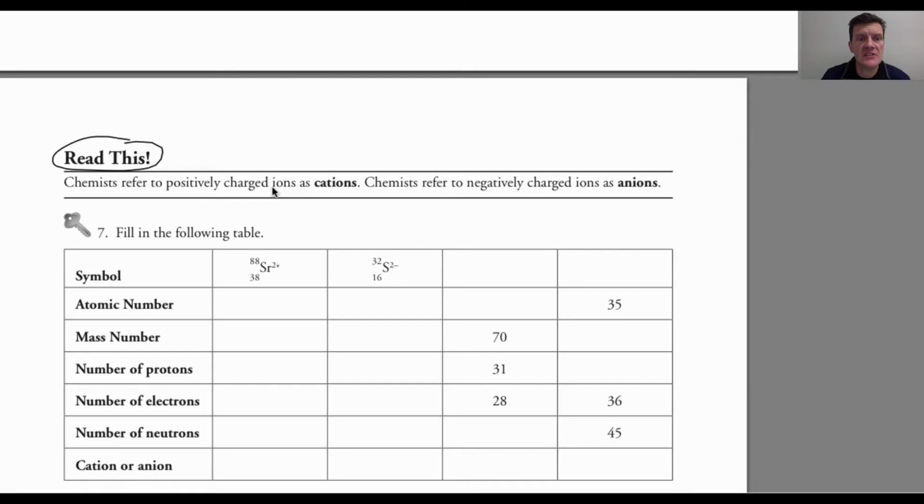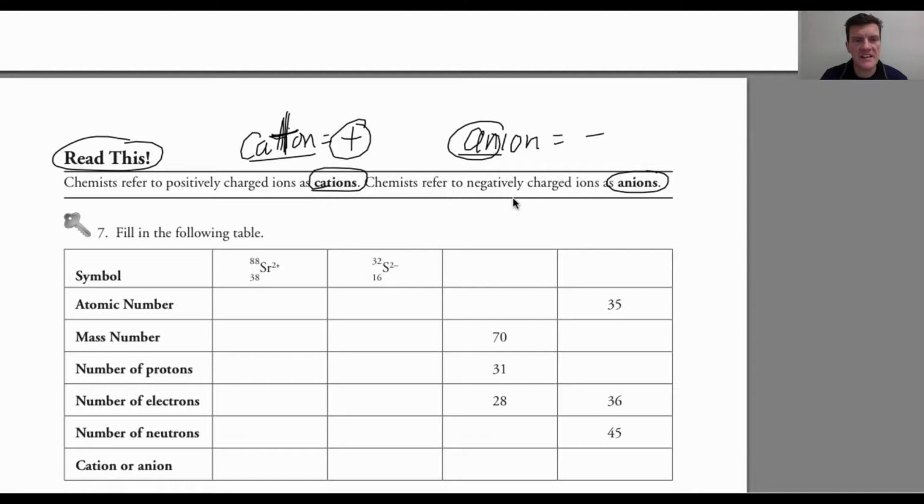Chemists refer to positively charged ions as cations. So here's just some vocabulary. Cation means it is positively charged. An anion means it is negatively charged. I just remember this because cation has a T in it, which looks like a plus sign, so that helps me remember positive is cation. Anion, you might see the prefix there, kind of like being the opposite of, or anti. So anion would be negatively charged.